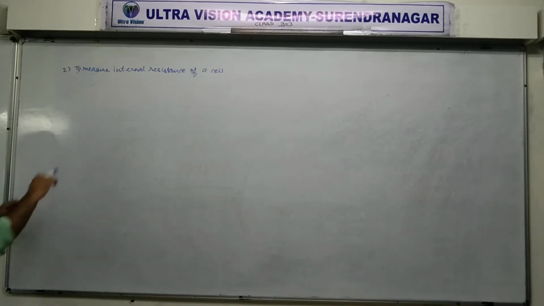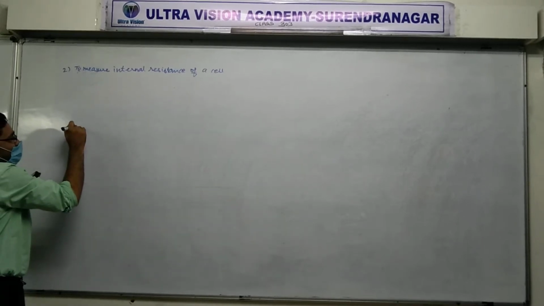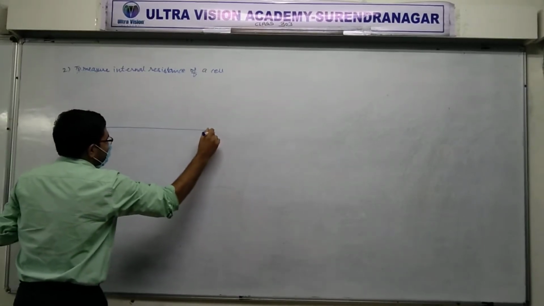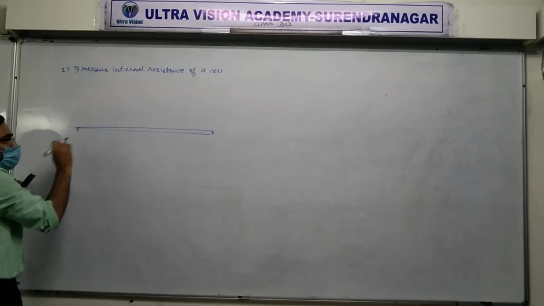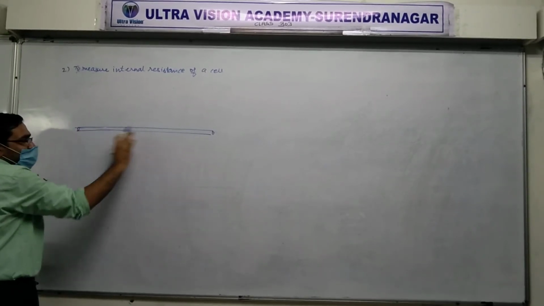Let's see how. Half of the part of it contains the primary circuit or EMF, whatever that is, and the potentiometer wire, which is uniform.